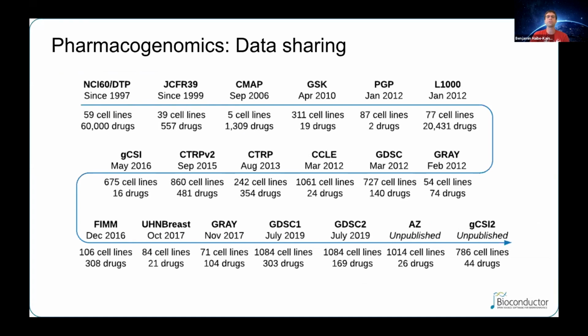nice thing about genomics. We've learned how to share data very early on. And as you can see here with a bit of a timeline, you have many data sets, including some very famous data sets like NCI60 and the Connectivity Map, as well as more recent data sets that are getting larger and larger to test more cell lines with more drugs. Next.